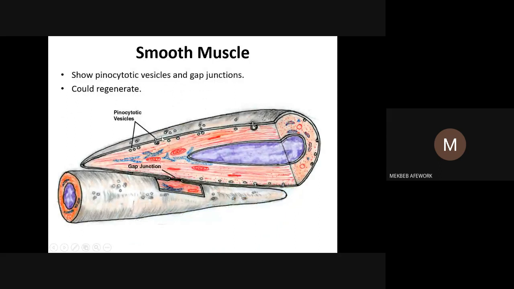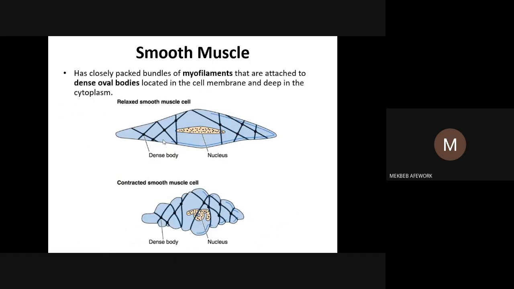And they also have gap junctions, and some cytoplasmic vesicles are also present. And the way the myofibrils are organized is in a different manner. The myofilaments are attached to dense oval bodies, like this one, which have attachment to the interior of the sarcoplasm, as well as freely inside the plasma membrane, associated with several proteins. And this type of disposition makes them contract strongly.